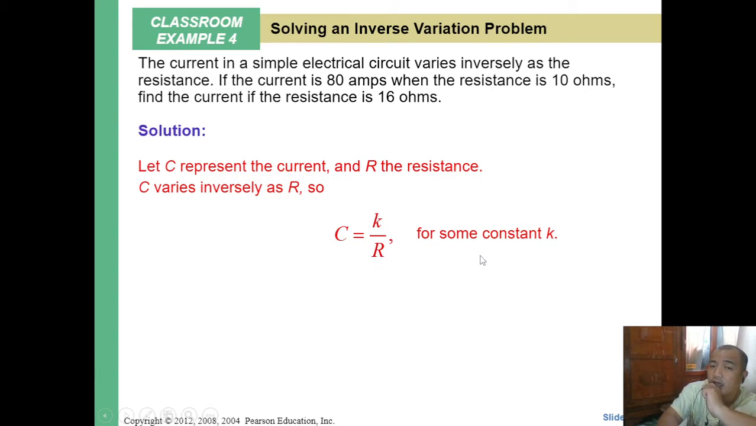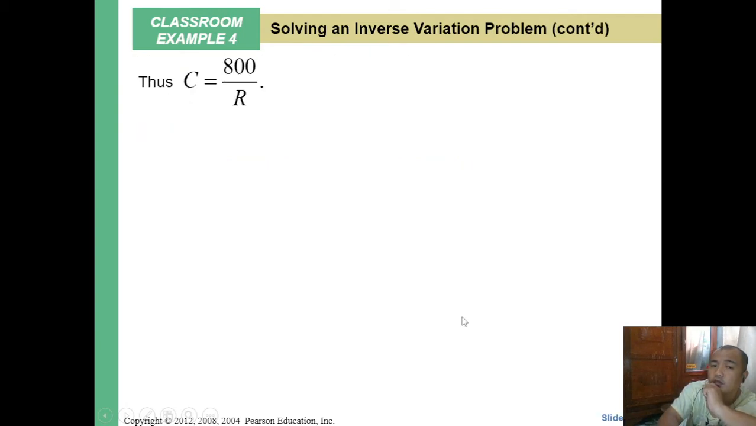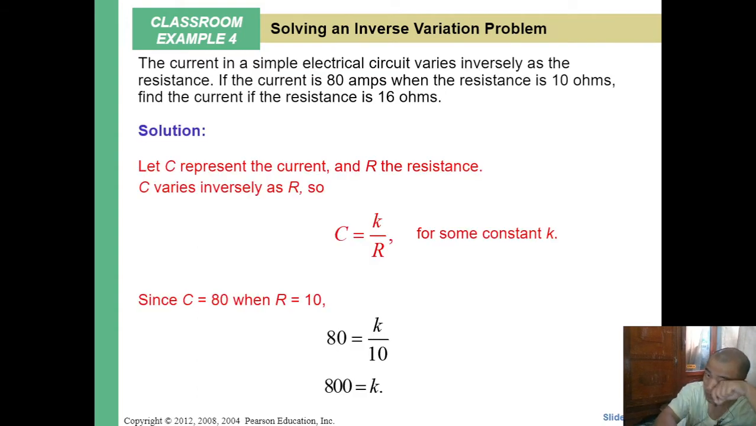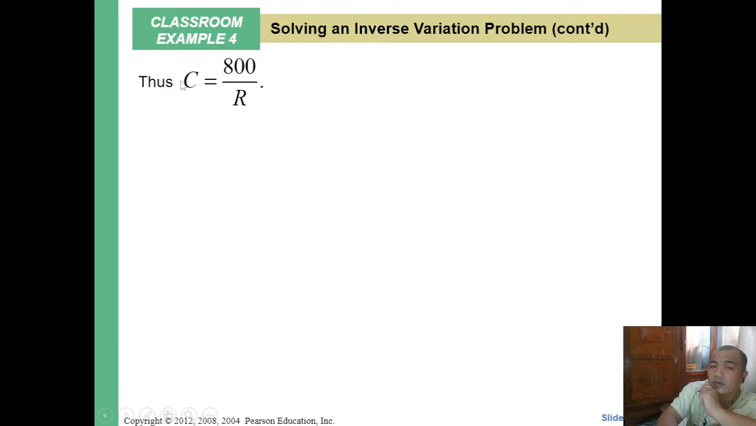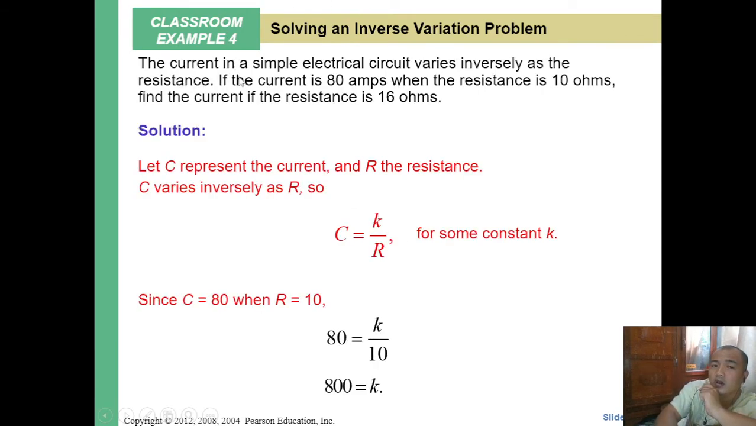Now to solve for k, we just multiply 80 by 10, the current and the resistance. 80 times 10 is 800. 800 is the constant of variation, and therefore the equation of variation is C equals 800 over R. We substituted k by 800, so C equals 800 over R. Right. So from here we can now solve for the question. Find the current if the resistance is 16 ohms.